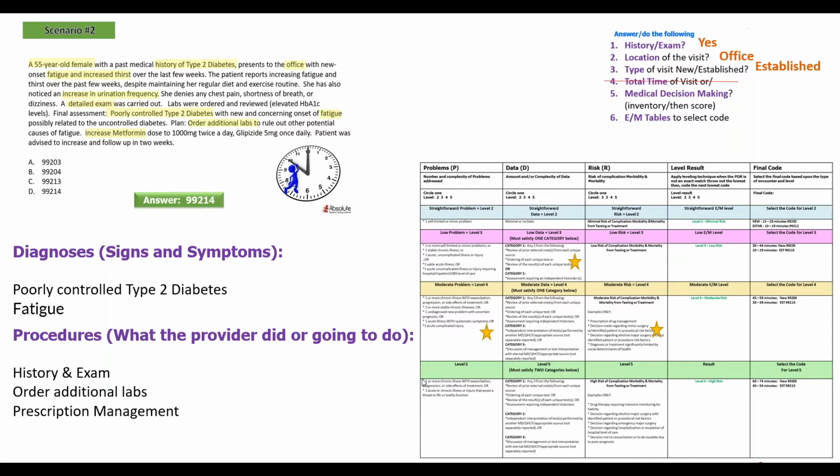Yes, I can see everyone's responses in the chat. So I would throw out the lowest level and select the next highest one, and that is going to be a moderate E&M level, and that would be 99214. Okay, so are you all good with the explanation, coders?